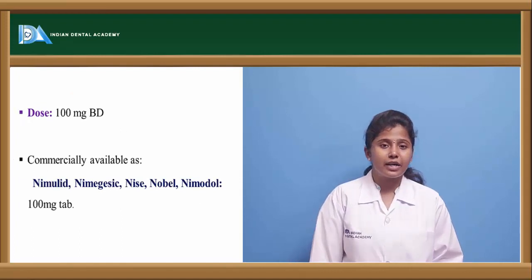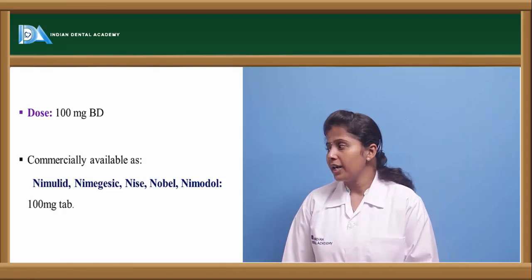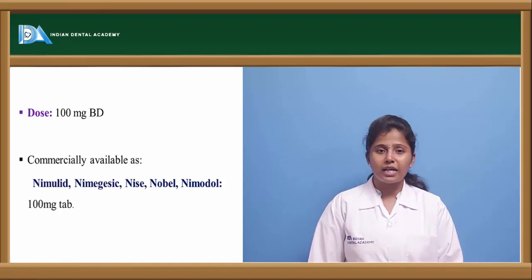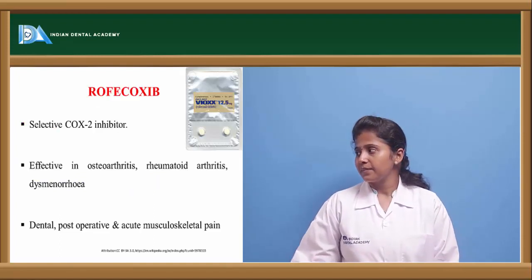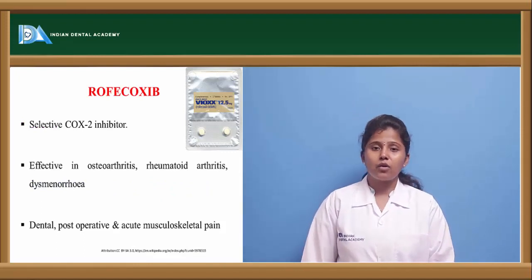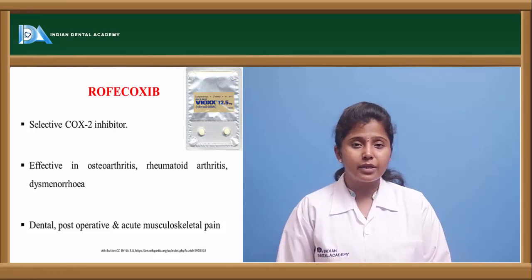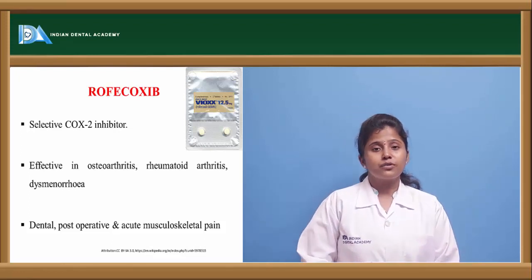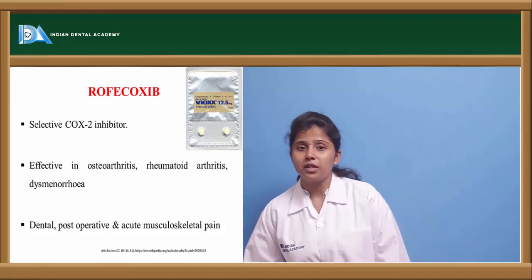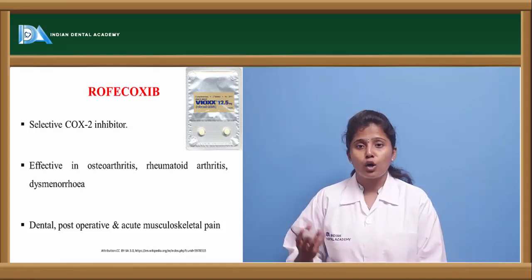It is given in the dose of 100 mg twice a day, and it is commercially available as Nimesulide, Nice, Nobel as well as Nomedol in doses of 100 mg tablets. The other one is Rofecoxib. Rofecoxib and Celecoxib are the selective COX-2 inhibitors. They only inhibit the COX-2 enzyme. Whereas Nimesulide inhibits COX-1 as well as COX-2, but it is preferentially a COX-2 inhibitor. In the sense, it has greater affinity for inhibition of the COX-2 enzyme.